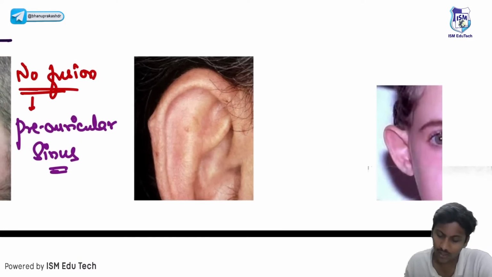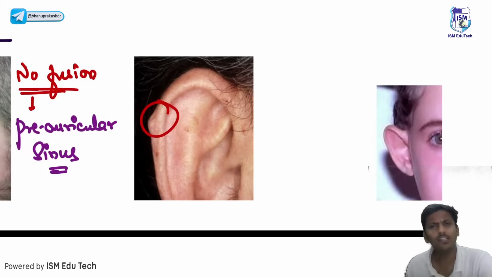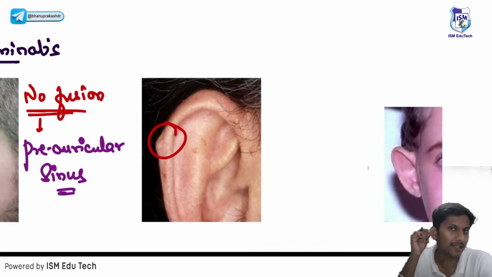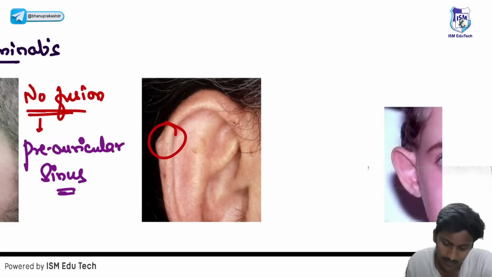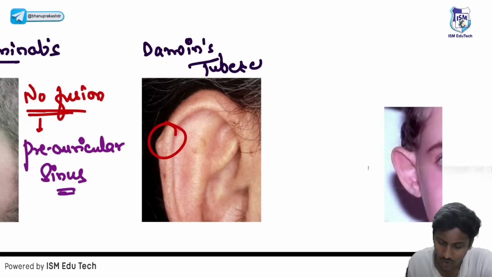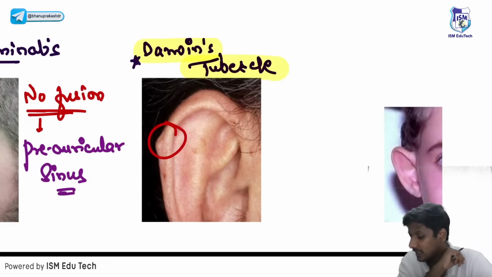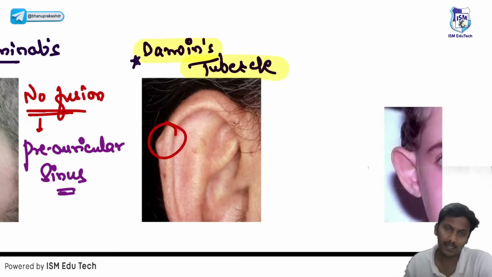Next is this. This is not a congenital anomaly, but rather a normal anatomical variation. Some people we might see this in. This is a conical elevation on the helix you can see, and this is what is called Darwin's tubercle. Is there any treatment? No treatment is to be given. Why? Because this is just a normal anatomical variation. There is no congenital anomaly in this patient. This is a normal anatomical variation known as Darwin's tubercle. So that is important.